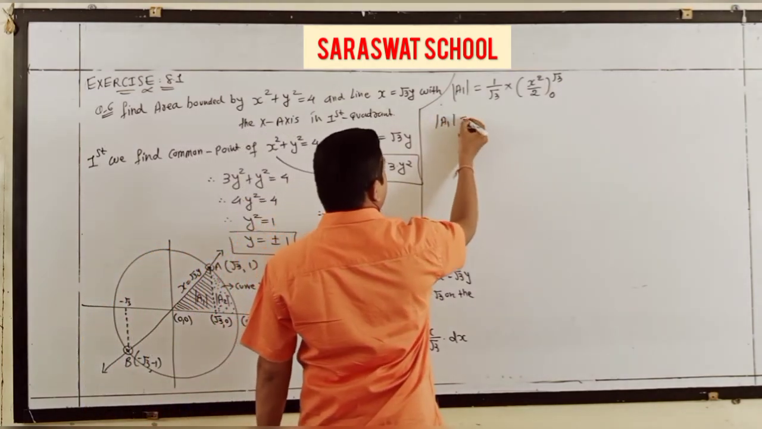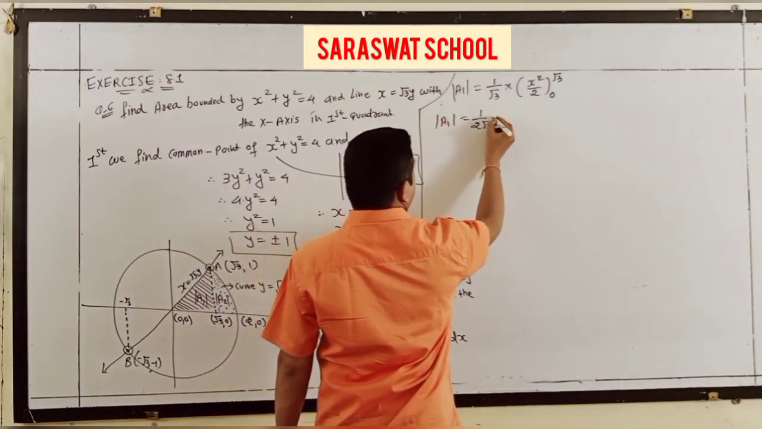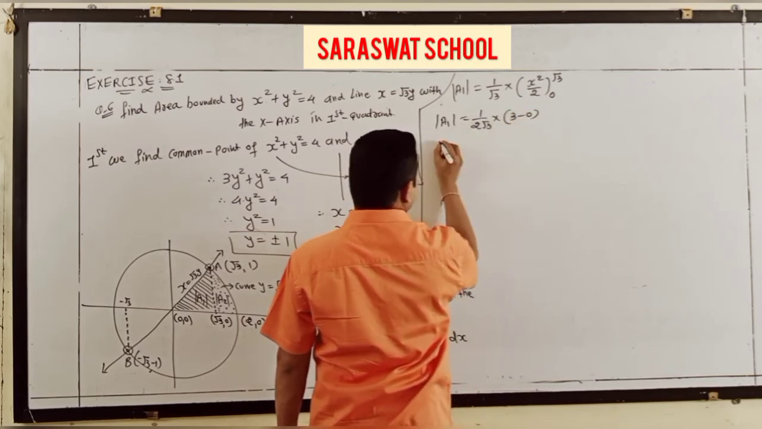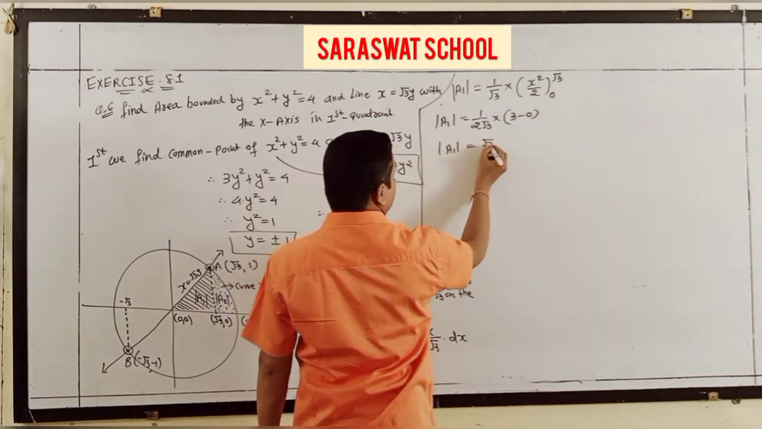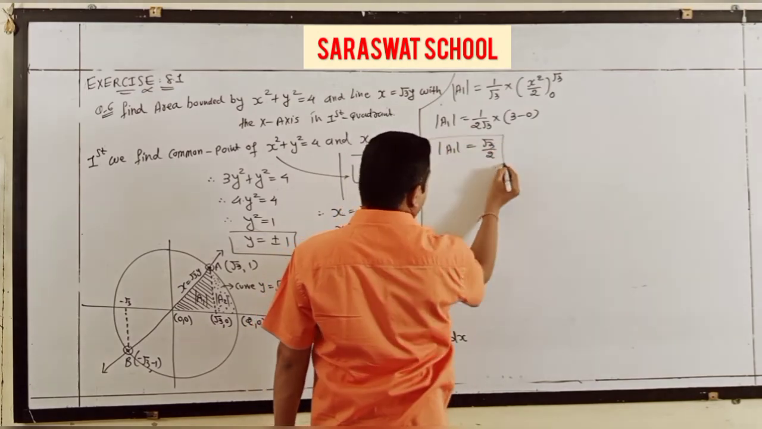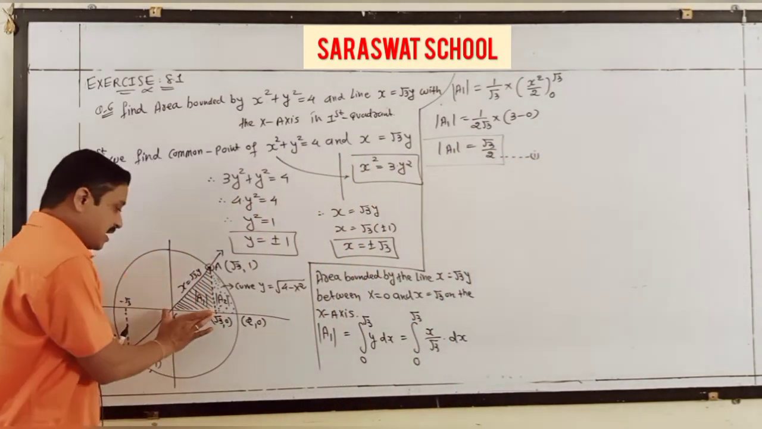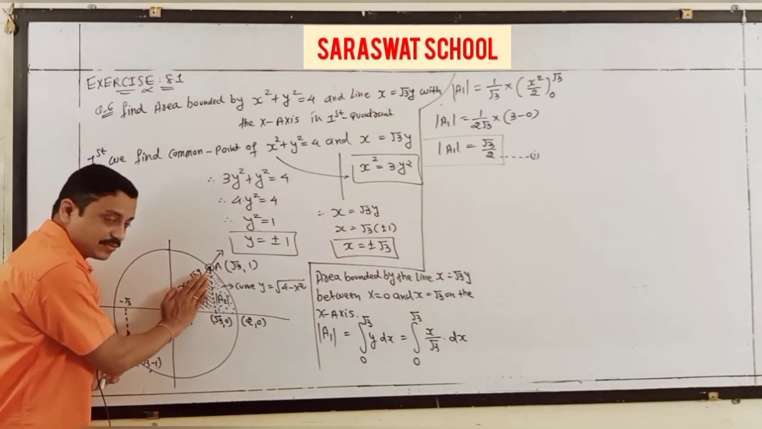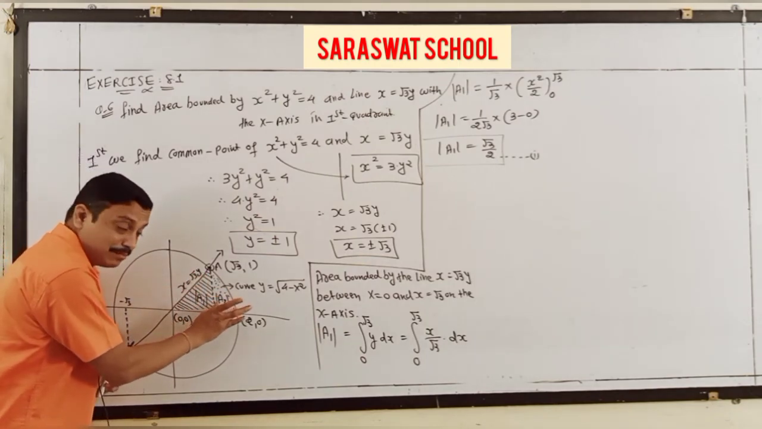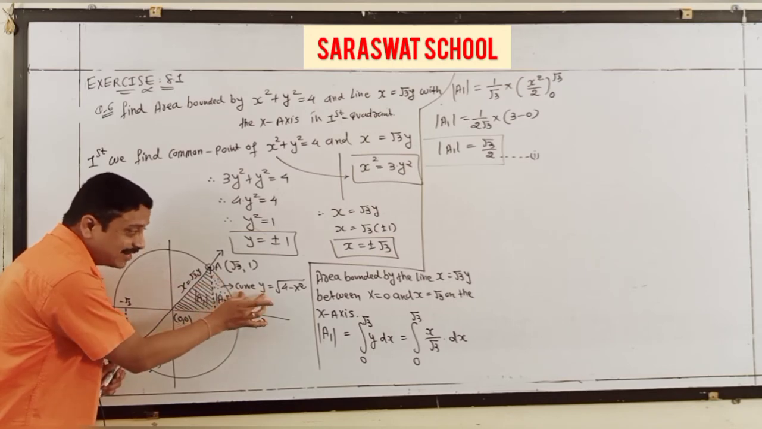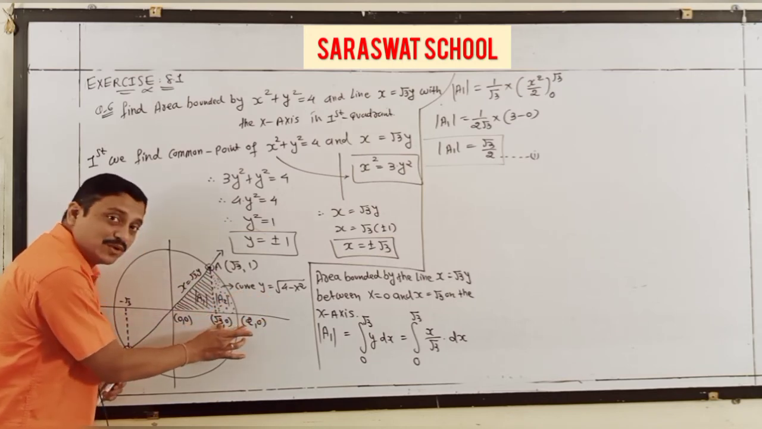So root 3, 1 by 2 root 3. Similarly, here root 3 square 3 minus 0. So A1 is clearly root 3 by 2. That's your first area defined, between the line and the x-axis, 0 to root 3. Now I start A2, where only the curve belongs. Check, between what? Root 3 to 2.